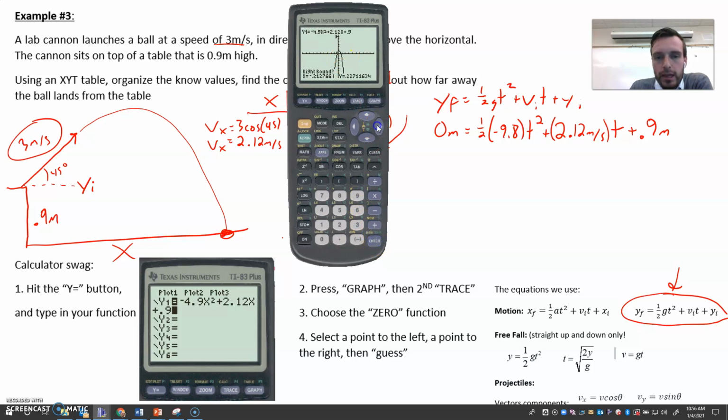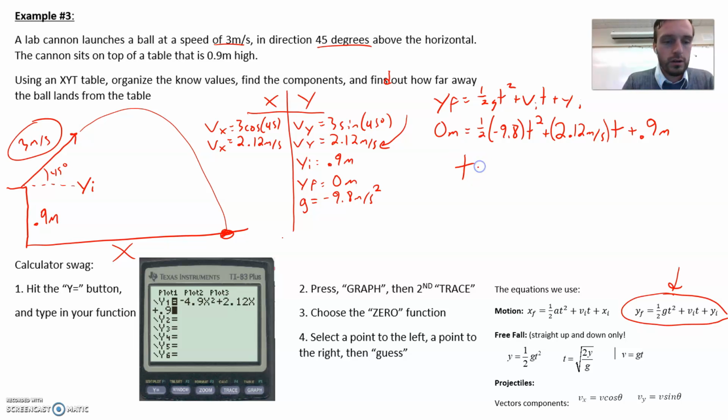Hit enter. Then go to the right, and you want to move far enough over. See how this blinky guy is now to the right of where it intersects the x-axis? Hit enter. And then it's going to say guess. Just go one to the left and hit guess. Now check this out. It just solved the answer for us. It told us that at the x-intercept, the x value is 0.696. So what just happened? The calculator just solved for t.